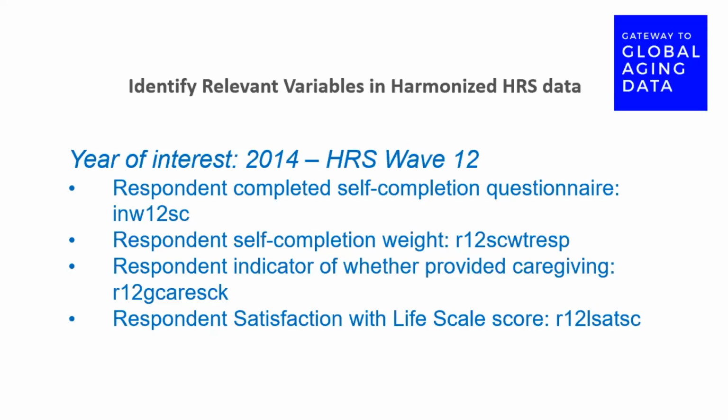The Harmonized HRS includes an indicator of who completed the Wave 12 Leave Behind questionnaire and includes a weight that was designed by the HRS team specifically for generating population estimates using measures based on responses from this Leave Behind questionnaire. Using the Harmonized HRS codebook, we could find out more about the caregiving indicator and the satisfaction with life scale, which were asked as part of that Wave 12 Leave Behind questionnaire.